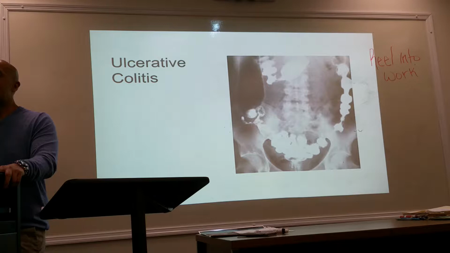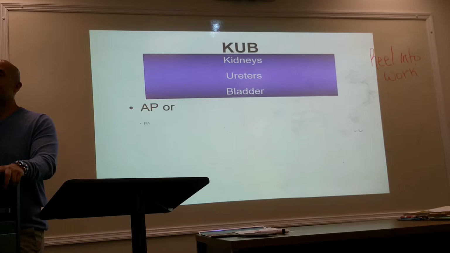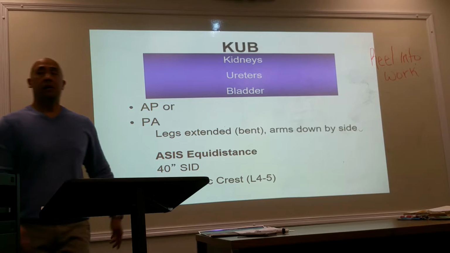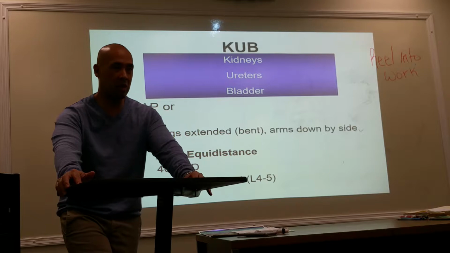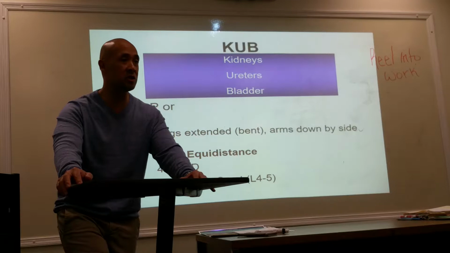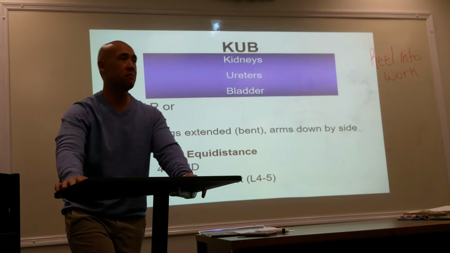Okay. All right. Here we go. Let's talk about positioning. So the supine abdomen is generally called a KUB, because in this radiograph you're including the kidneys, the ureters, and the bladder. So often referred to, go shoot me a KUB, is a supine abdomen.